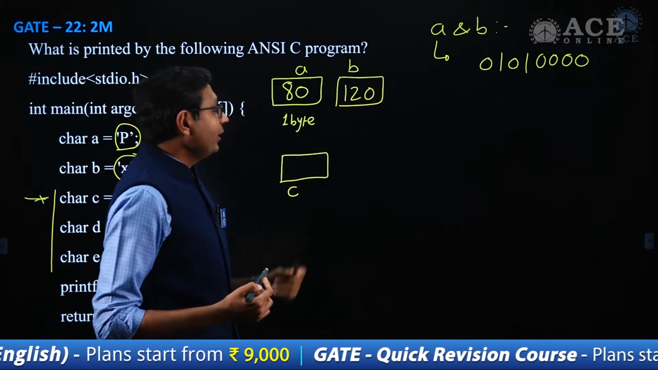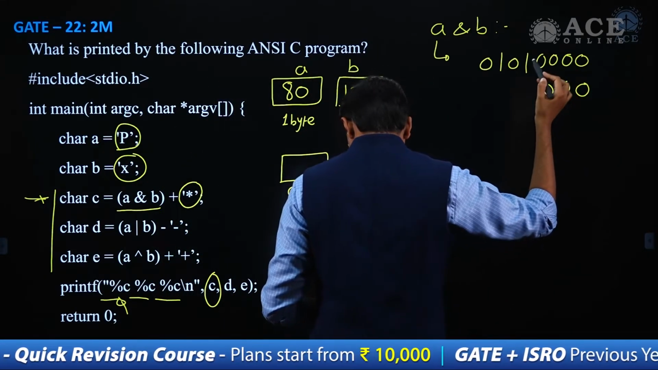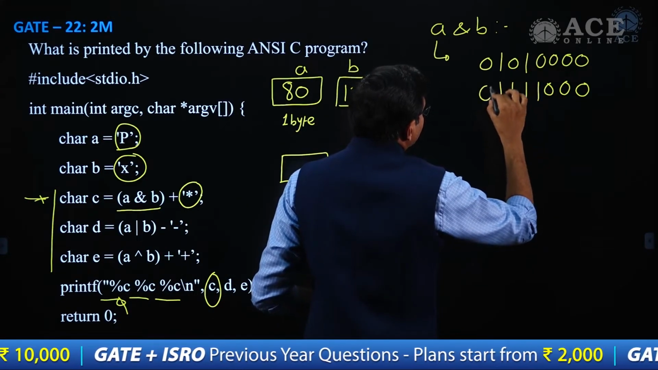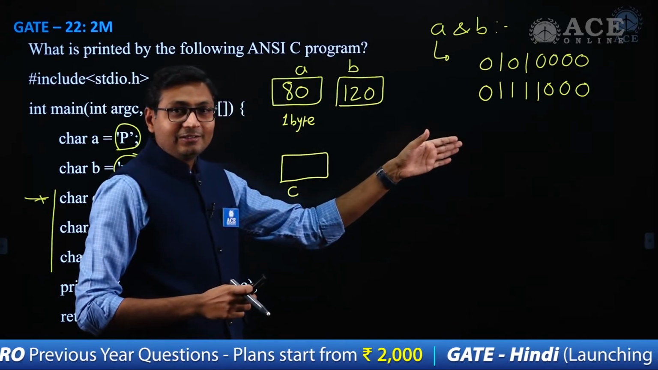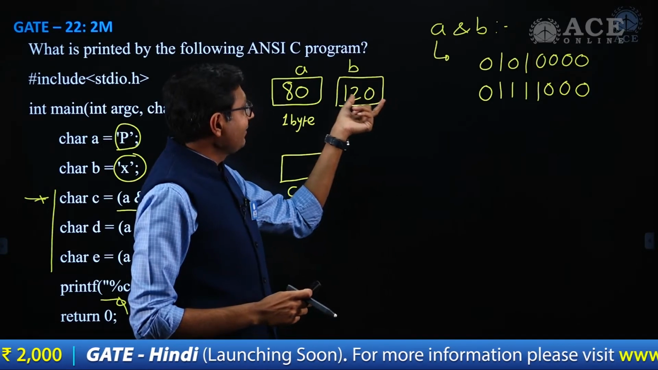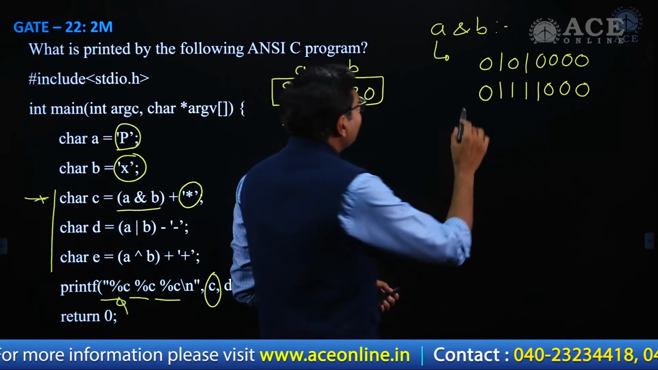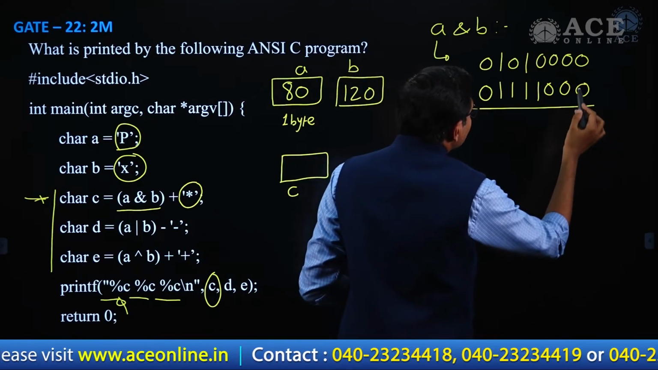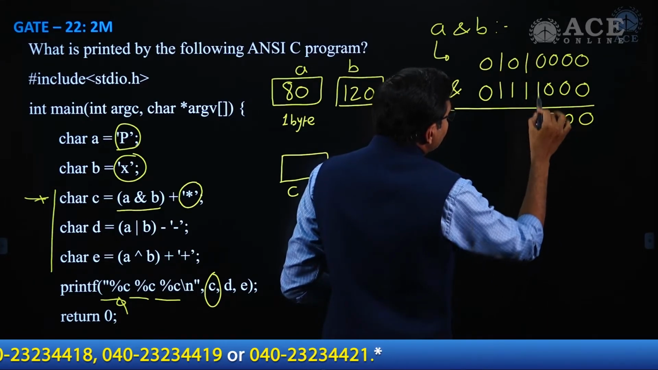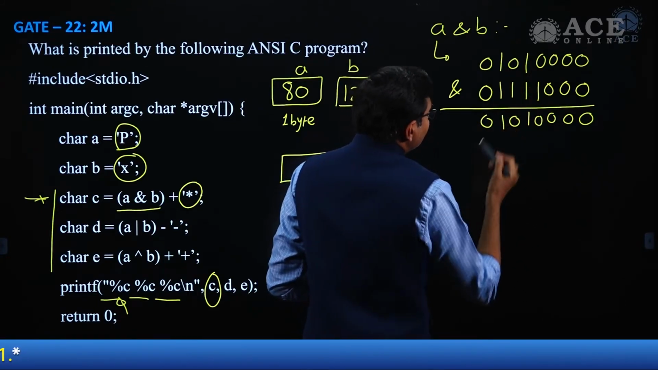Next, 120. If you convert 120, it will be 0, 0, 0. You have to be good at converting decimal to binary pattern. I am not going to explain everything here, but you can take your time and just convert 120 to the binary pattern. Alright, now let us do the AND here. What will it be? 0, 0, 0, 0, 1, 0, 1 and 0.